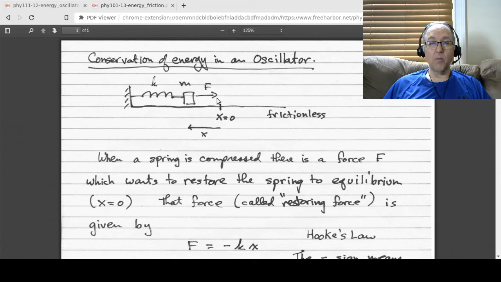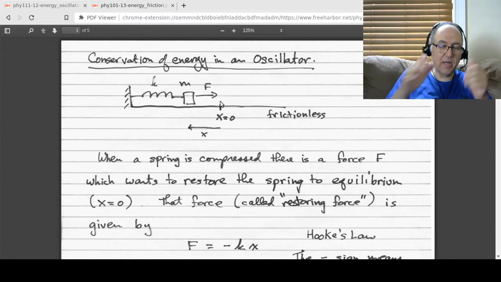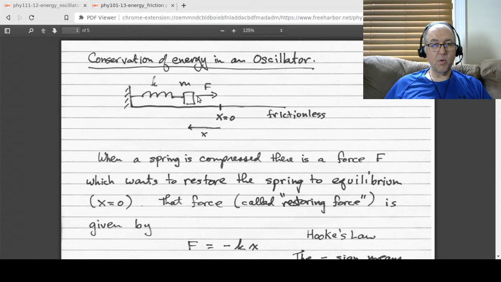And the spring would normally want to keep the mass at equilibrium, which is our x equals 0 there. But in this diagram, I take the mass and I compress the spring, and as I compress it, the spring wants to push the mass back to equilibrium.